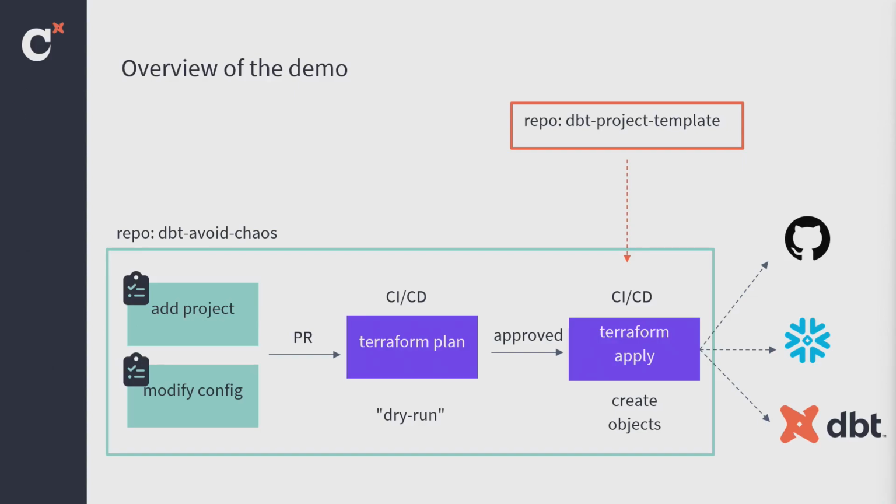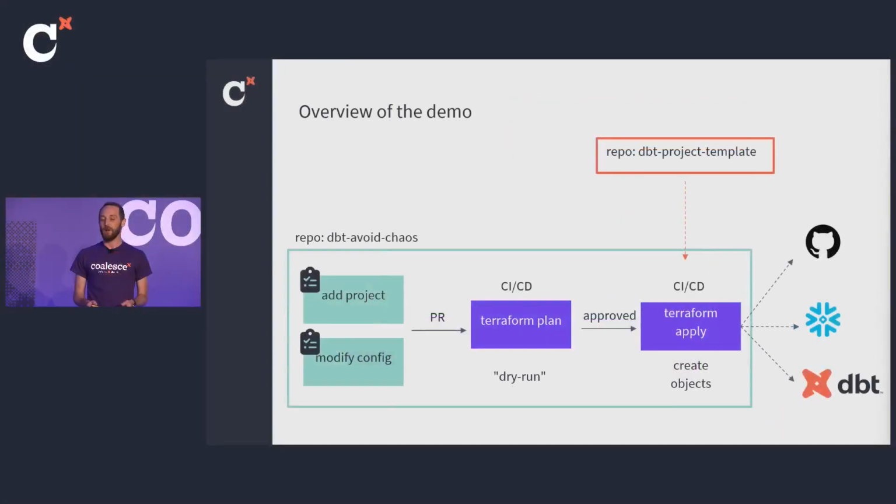I created a repo called dbt Avoid Chaos. In this repo, I allow people to write some files. If they want a new dbt project, they just have to add a file in this repo, and automatically we are going to trigger some CI/CD. Automatically we're going to retrieve some information from our template, and at the end of the process, people will get a GitHub repo created. They will get some Snowflake database, roles, and warehouses created. They will get a dbt Cloud project created, all of that automatically.